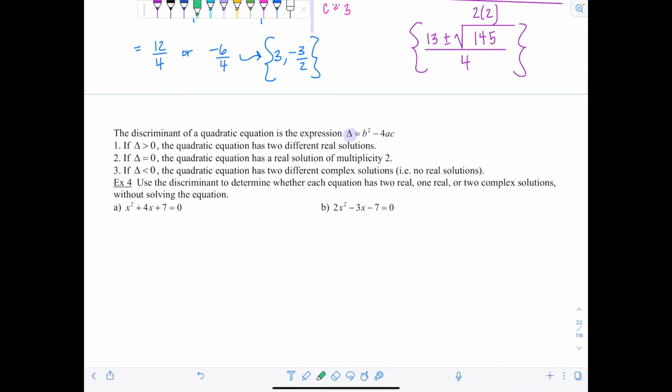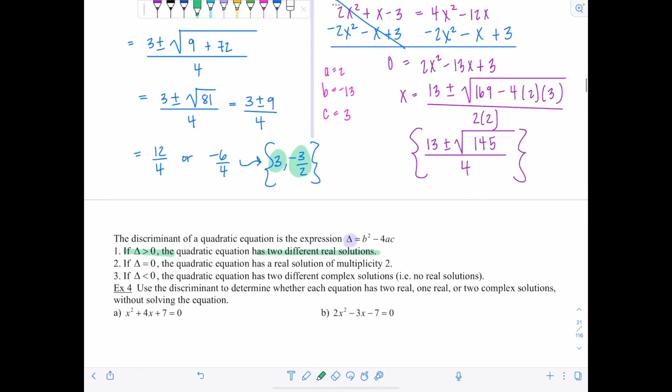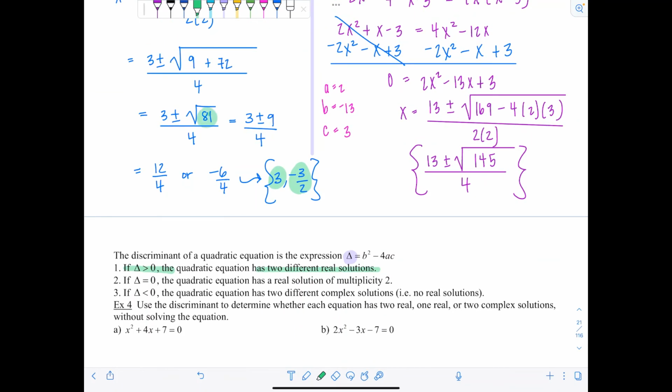So basically, if it's greater than 0, if it's positive, then your equation has 2 different real solutions. Like here, 3 and negative 3 halves. What was the discriminant? It was 81. We love it. If the discriminant is 0, the quadratic equation has a real solution of multiplicity 2. I'll show you what that is going to look like because it can be a little confusing. And then third is if the discriminant is less than 0. So if it's negative, then the quadratic equation has 2 different complex solutions.